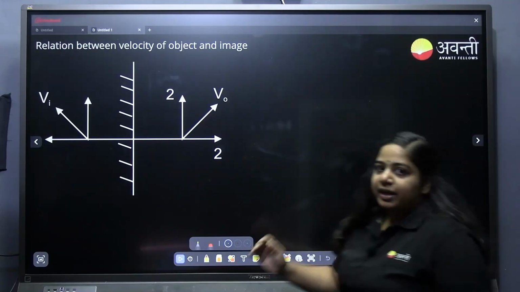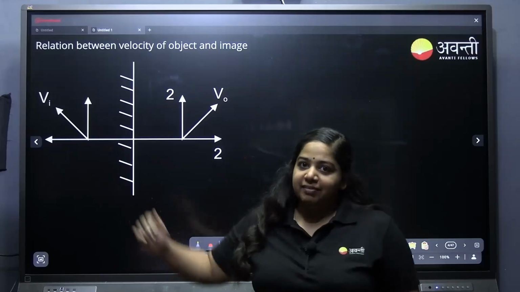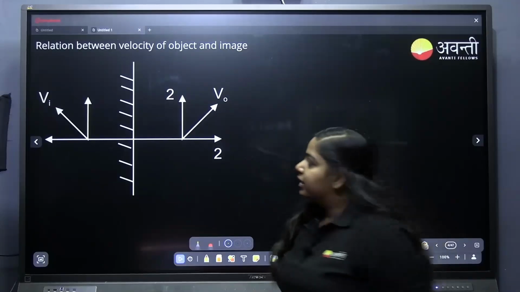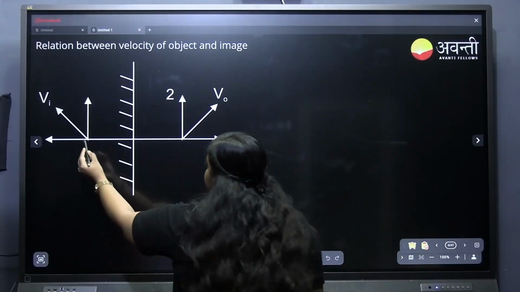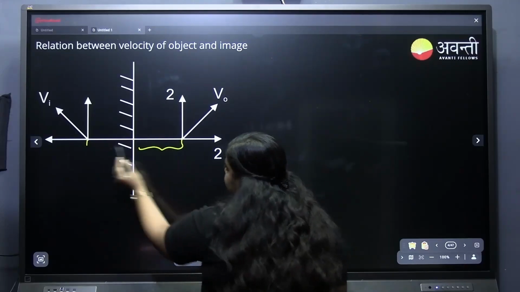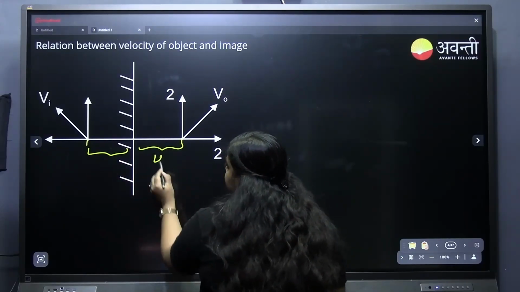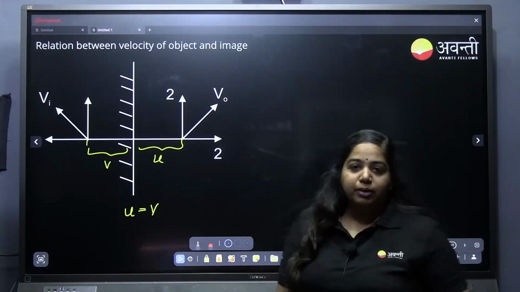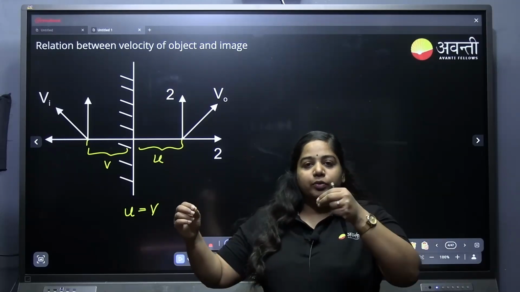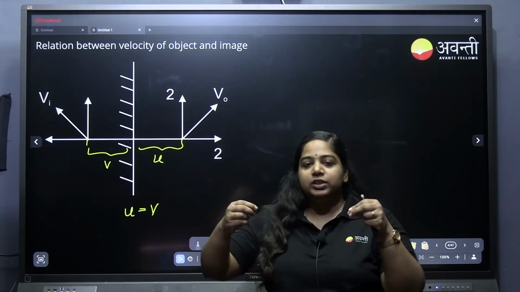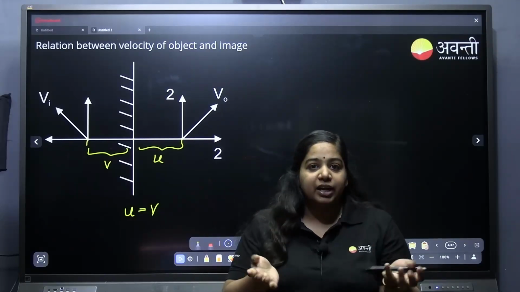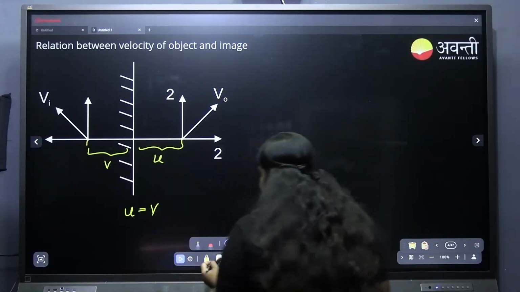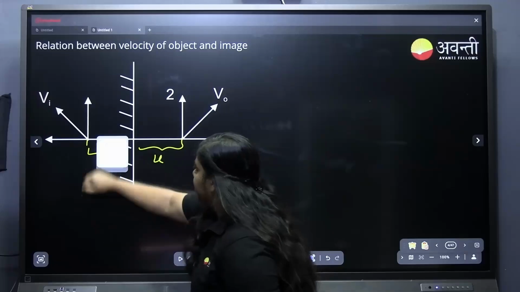Next is, we don't need the basic principles, we will need extra things like velocity of the image with respect to object. As you can see, in plane mirrors what is the speciality? Object distance will be equal to image distance, u equal to v. This is the property of plane mirrors. If an object is moving towards the mirror, image will also move towards the mirror, right, with the same speed but in opposite direction.